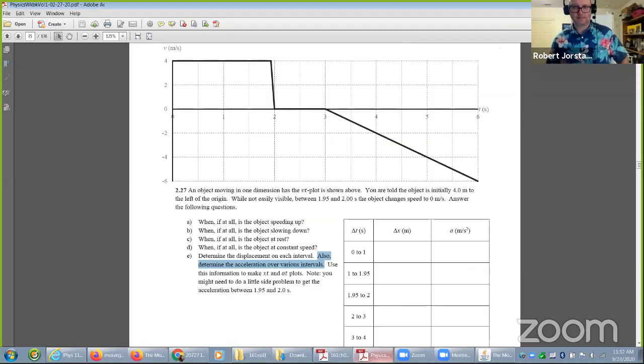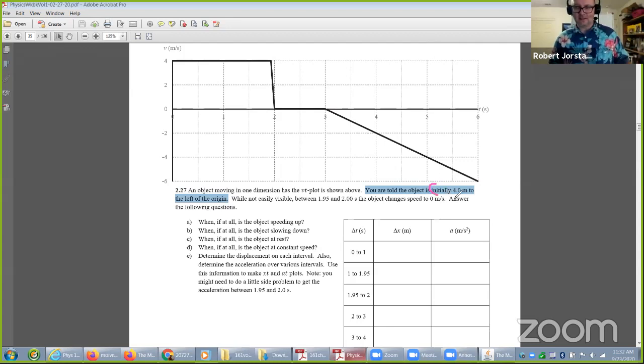I'll show you. You are told the object starts at -4. So that's what the problem states. Notice there's a big difference between position and displacement. Right here, this tells me the initial position is 4 meters to the left. That means x initial is -4. We can't get that from the VT graph, but we do get it from the words of the problem statement.